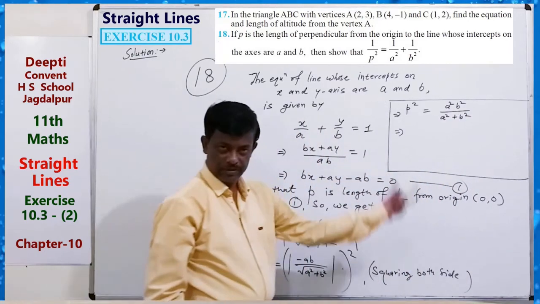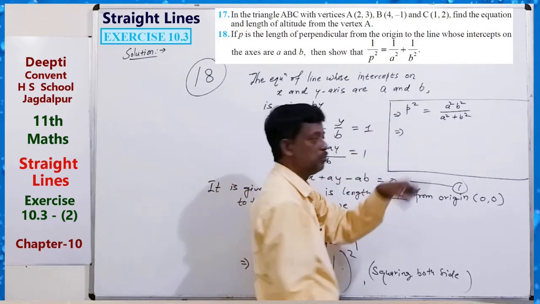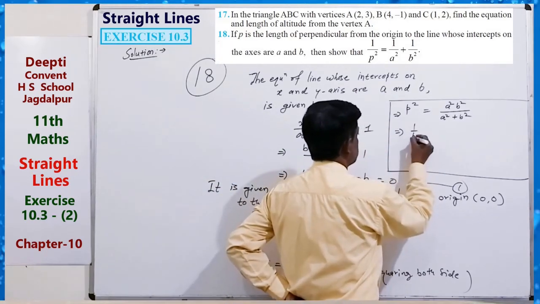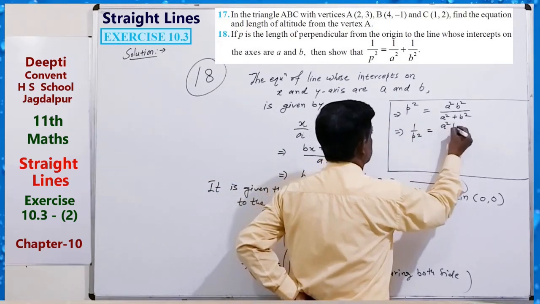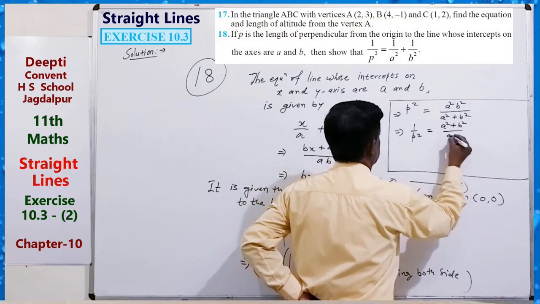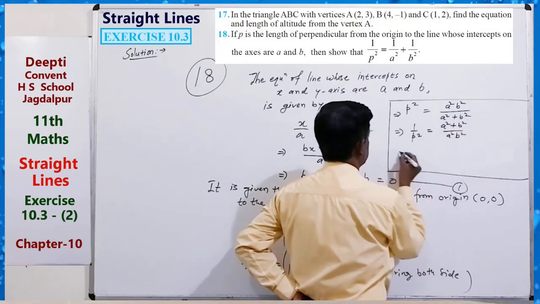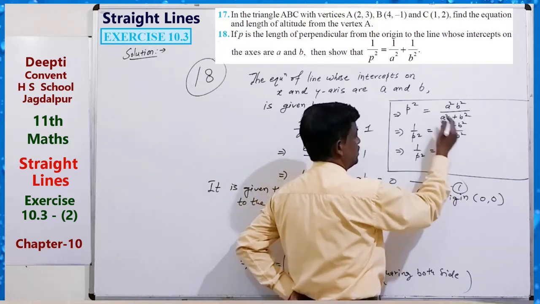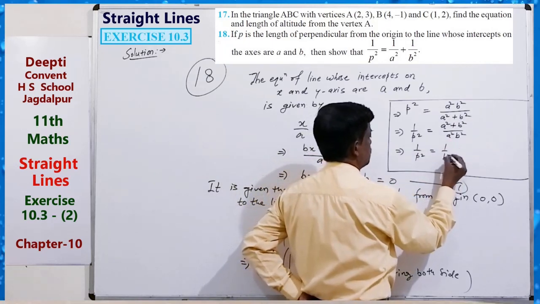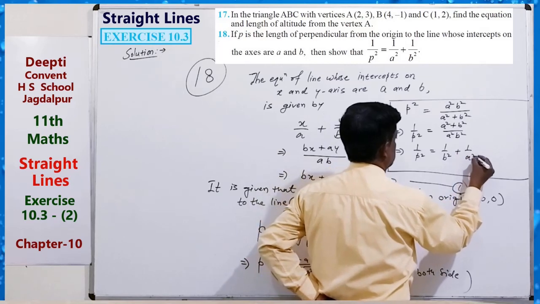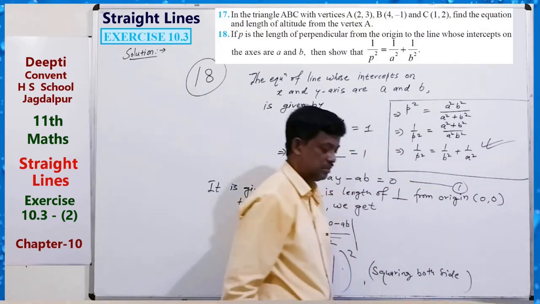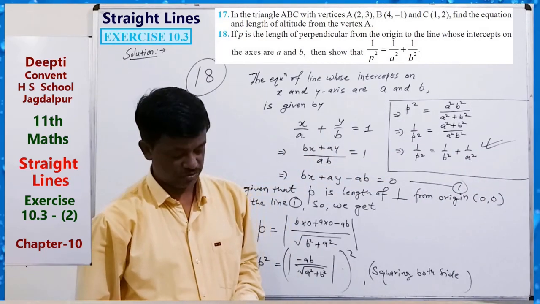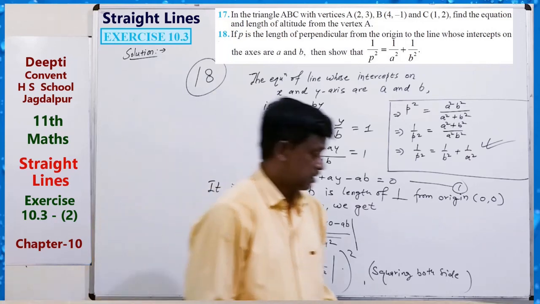Okay. So, taking the inverse on both sides, 1 by p square equals a square plus b square by a square b square. Just divide it in both. So 1 by b square plus 1 by a square. So this is our required result. We just had to show that in this question. Okay. So this is complete.